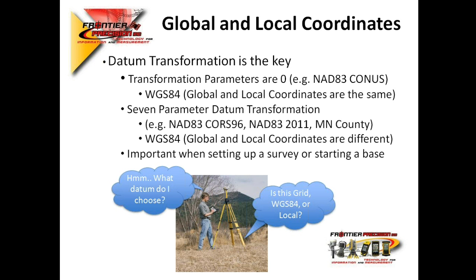So this becomes a very important position when setting up our survey or starting our base. What do I enter? What needs to be put into my starting position? Is it a grid position? Is it WGS84? Is it local? Does it matter? Those things need to be understood. Otherwise, you're going to see some errors in the field. So this global and local coordinate value becomes very important when we're using these newer datum transformations.